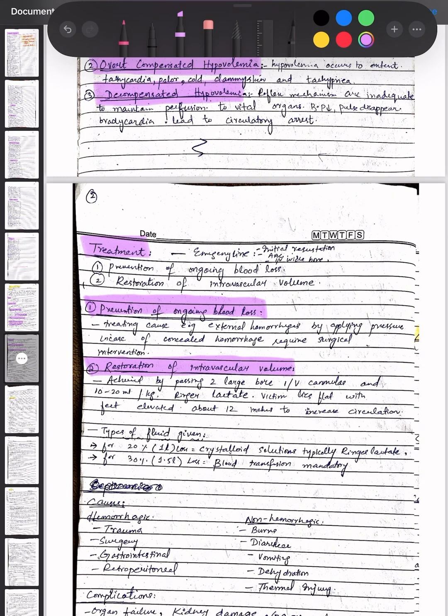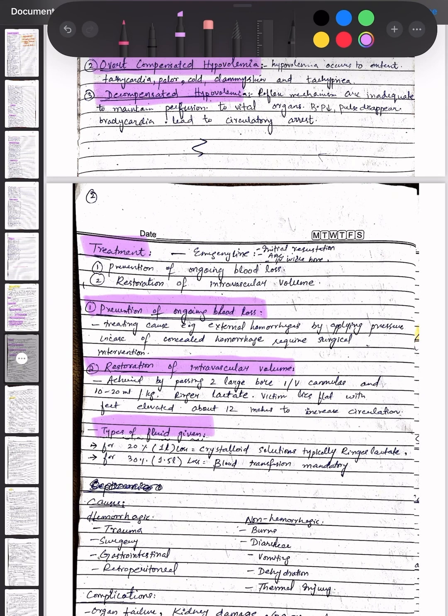What are the types of fluid given? For 20% or 1 liter loss, you have to give crystalloid solutions, typically Ringer lactate. And for 30% loss, that is 1.5 liter loss, you have to do blood transfusion, that is mandatory.